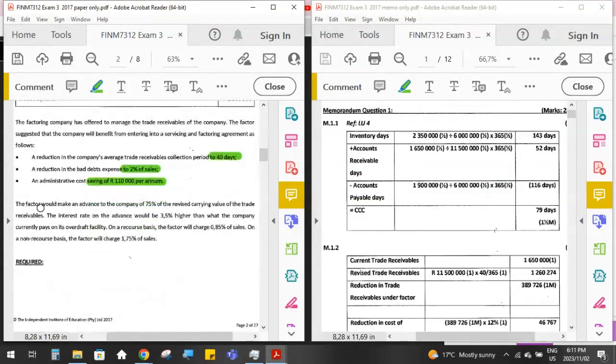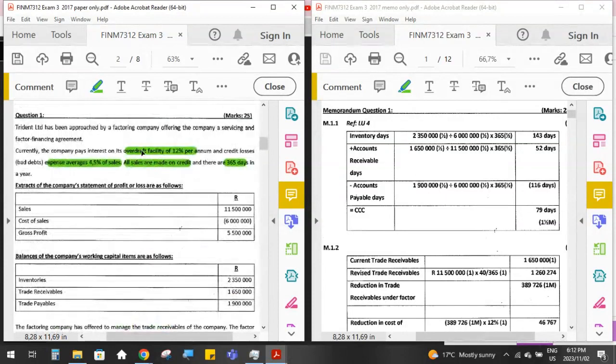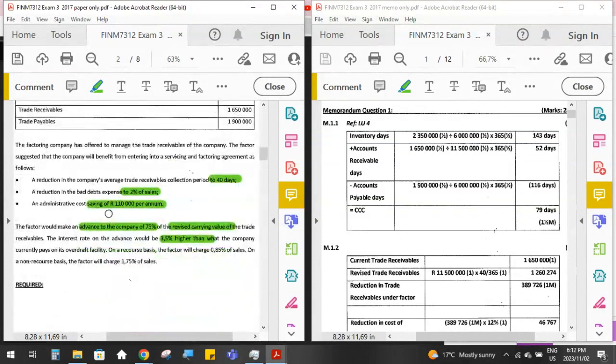Okay. The factor would make an advance to the company, so our advance would equal 75% of the revised carrying value of the trade receivables. That's the advance that we would receive. And then on that advance, they will charge us an interest rate that is 3.5% higher than what we currently pay on our overdraft facility. So over here, they've told us we are currently paying 12% on the overdraft facility. So on this advance, we will be paying 15.5%. Okay, 3.5% higher than the overdraft.